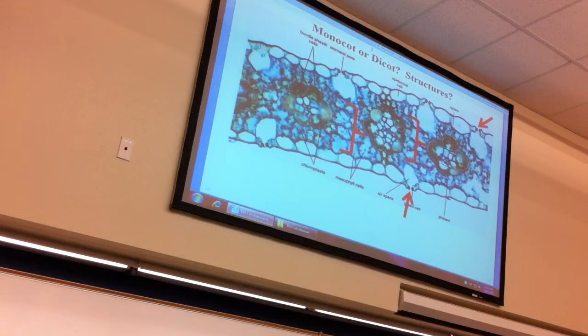And monocots or dicots can have this. So don't think all monocots have guard cells on upper and lower. It depends. But if you have them on both, you're going to get much more efficient gas exchange. However, there's some problem with that. It's good for photosynthesis, but what is it bad for?